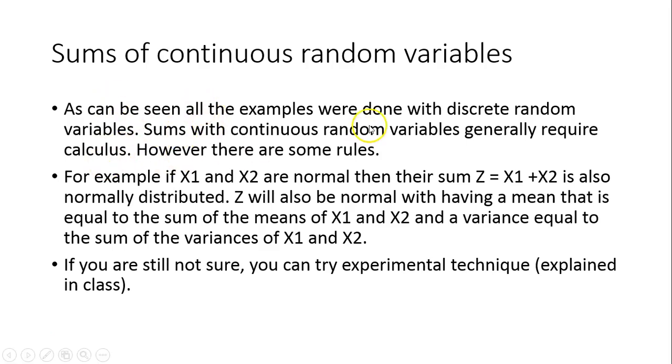However, sums with continuous random variables generally require calculus. However, there are some rules. For example, if x1 and x2 are normal, then their sum is also normally distributed. Z will also be normal, having a mean that is equal to the sum of the means and a variance equal to the sum of the variances.